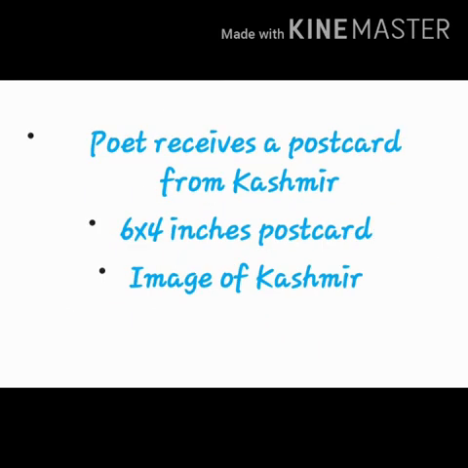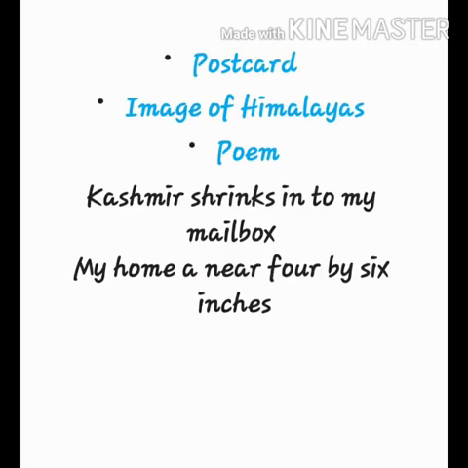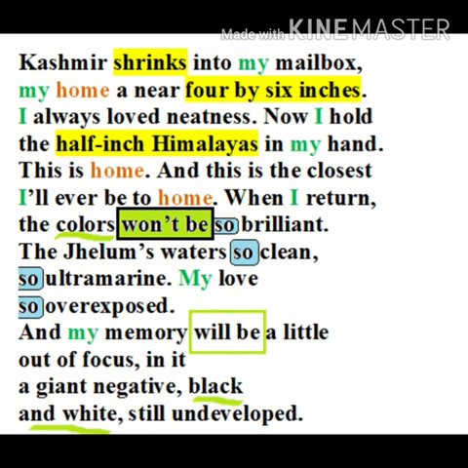So the poem begins when this poet gets a postcard from Kashmir. It is an image of Kashmir and it is the postcard. It is a 6 by 4 inches postcard, and the postcard has an image of the Himalayas in it, and the poem starts by saying that Kashmir shrinks into my mailbox. Kashmir is shrunk into my mailbox, that is my postcard, and my home a great 4 by 6 inches. The postcard is 6 by 4 inches and my home is displayed in there. So basically my home is shrunk into this particular postcard.